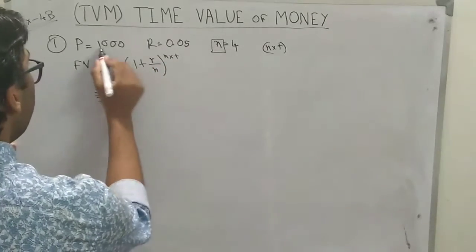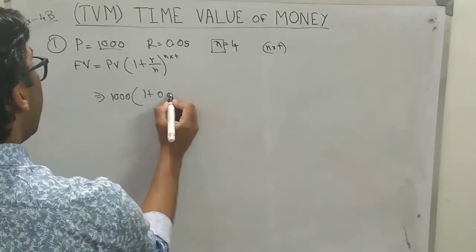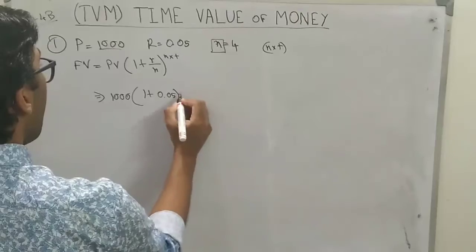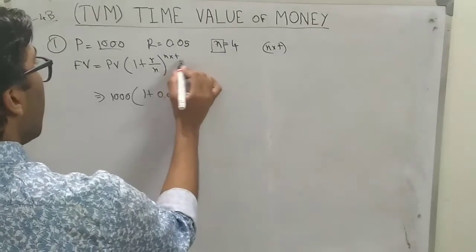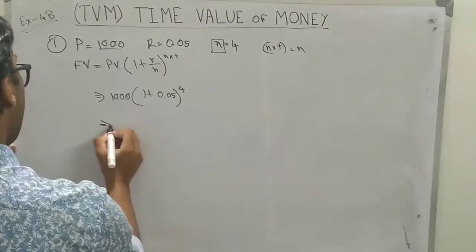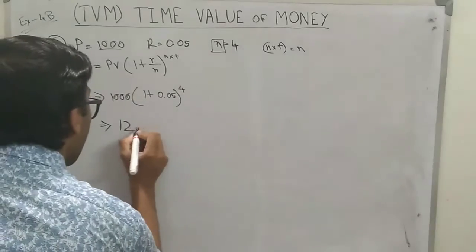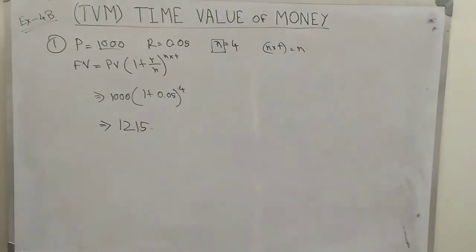That means PV is the 1000, 1 plus 0.05 whole to the power N into T, N is 4, that means whole to the power 4. Now if you calculate this, 1.05, press into 1 time and equal to 3 times, whatever the value comes, multiply it with 1000. The amount will be 1215.50.